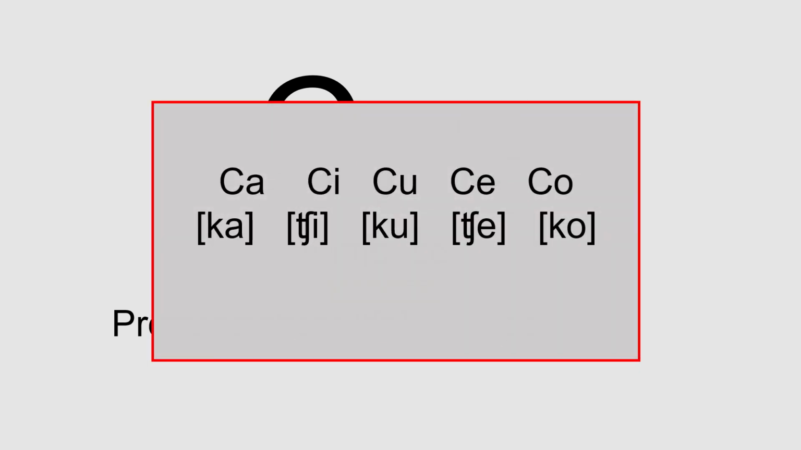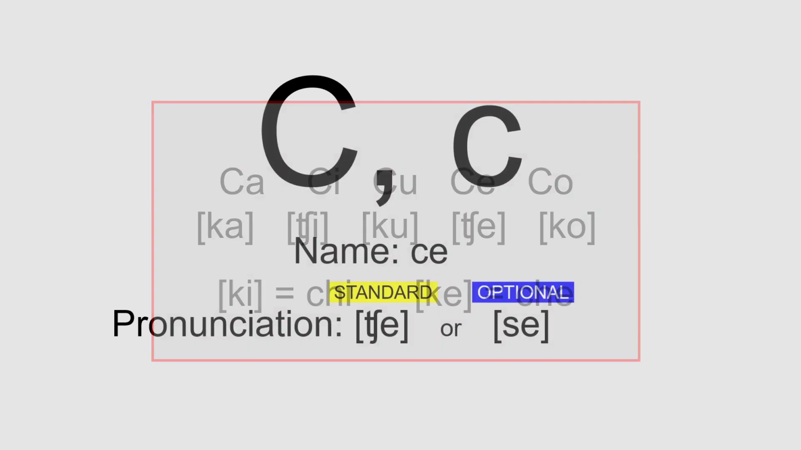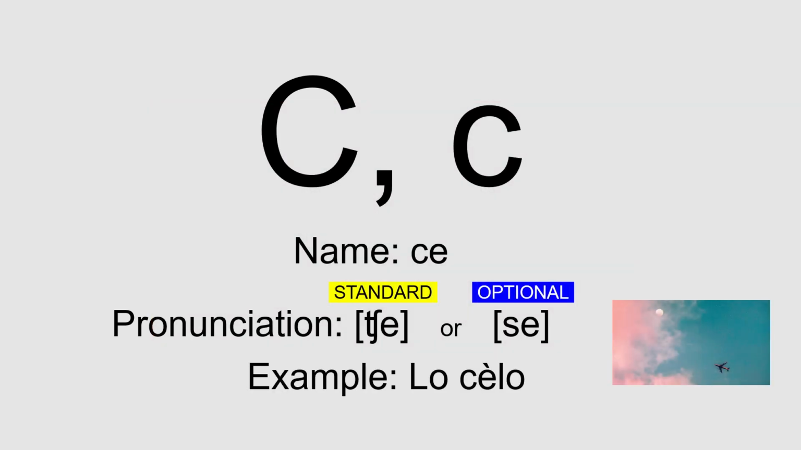When the letter C is in front of the vowels A, U, or O, it would be pronounced as ka, ku, and ko, respectively. When the letter C is in front of the vowel I or E, it would be pronounced as chi and che. In order to write ki and ke, you must write with a ch, but more on this in exceptions later. The example here could be read as lo cielo, the standard pronunciation, or lo cielo, the optional pronunciation. This word means the sky.